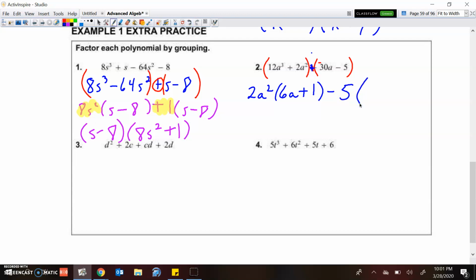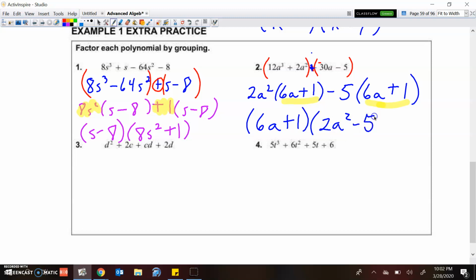So negative 5 times 6a gives me negative 30a. Negative 5 times 1 gives me negative 5. And by doing that, just easily changing that, those two are the same. So I can rewrite this as 6a plus 1, and then 2a squared minus 5. Okay? All right, moving on, number 3.